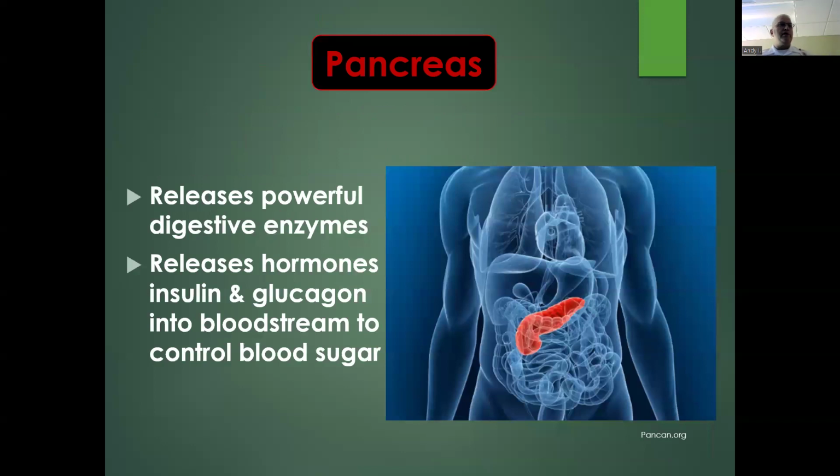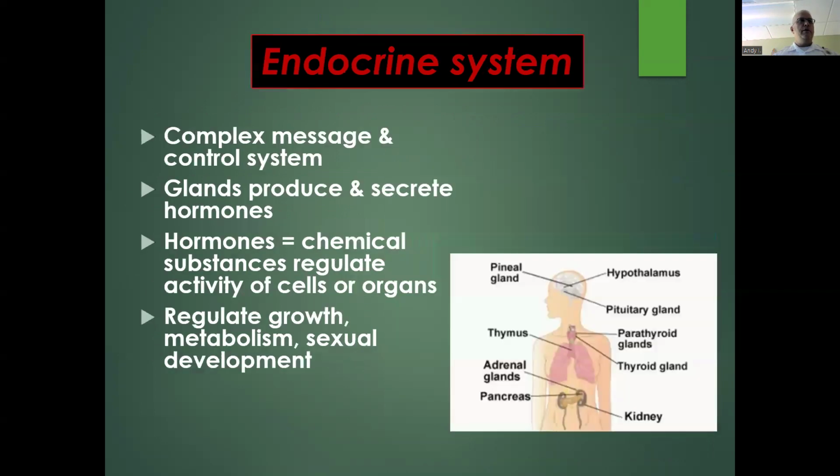And then the pancreas. This is another organ that releases digestive enzymes, but more importantly, it produces hormones like insulin and glucagon to control the blood sugar. So this is the organ that's affected in a type 1 diabetic. It's not producing insulin anymore because of usually an autoimmune problem that has attacked those insulin-producing cells.